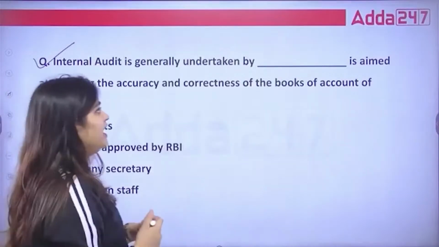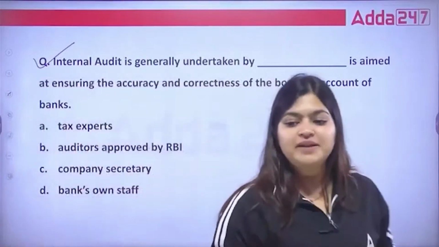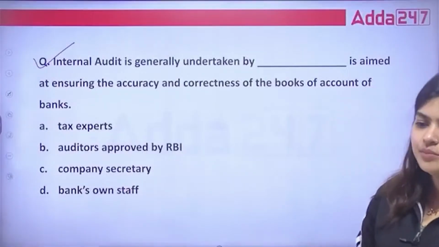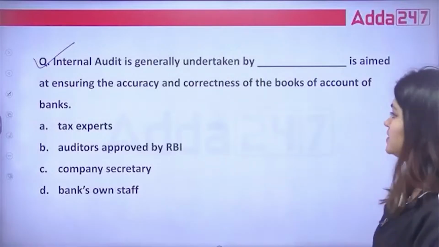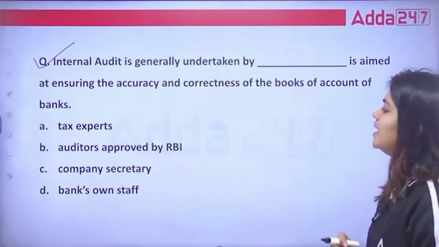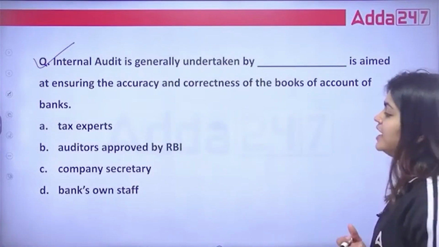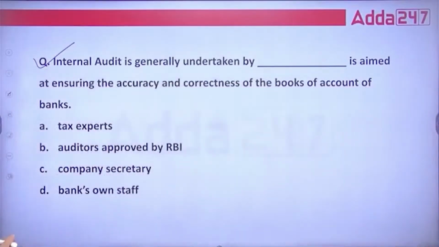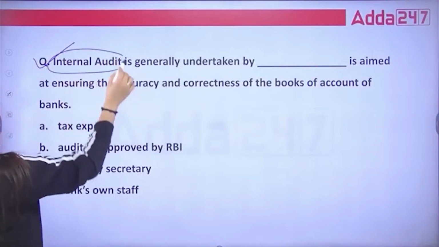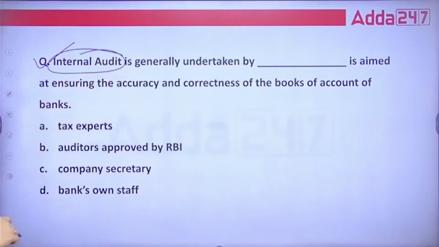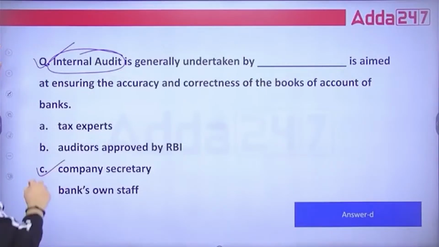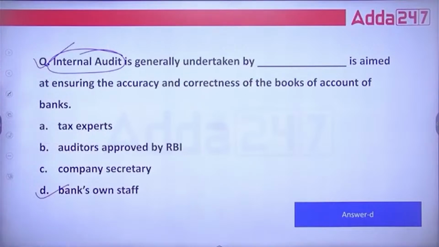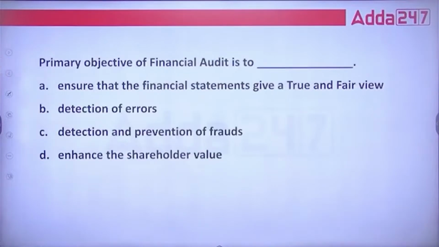Internal audit is generally undertaken by dash, and is aimed at ensuring the accuracy and correctness of the books of accounts of banks. Options: tax experts, auditors approved by RBI, company secretary, bank's own staff. Now tell me, when we are talking about internal audit, the correct answer is answer D, that is the bank's own staff. Yes. Next.